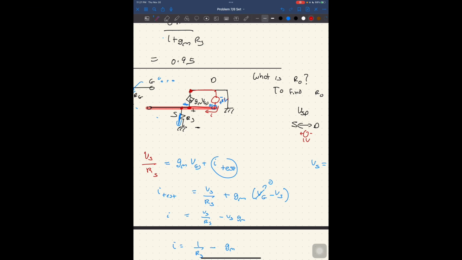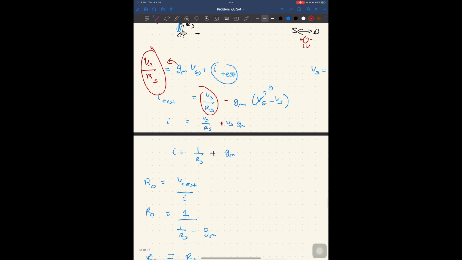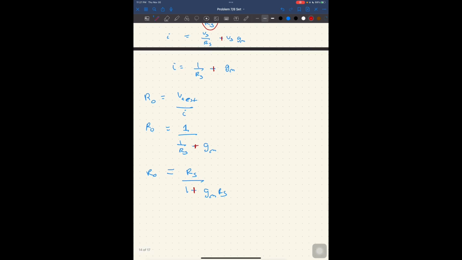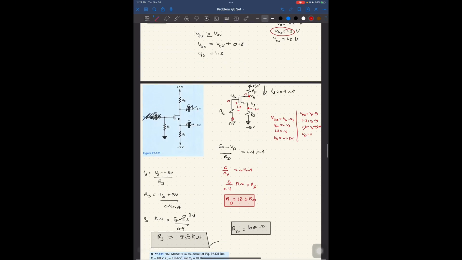right. So my error was that I test is equal to gm VGS is equal to Vs over Rs, which is here. And then I had to subtract this side, which I did not do, unfortunately. Minus gm minus Vs, which should be negative, is a plus. Vs Rs, Vs gm, which should be plus gm Rs. And therefore Ro is equal to Rs over 1 plus gm Rs, as matches the final solution. And that was problem 7.121.